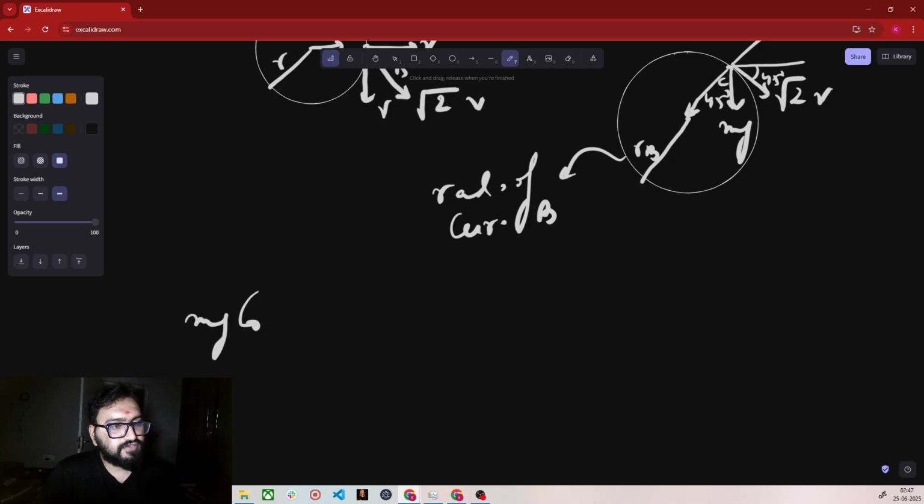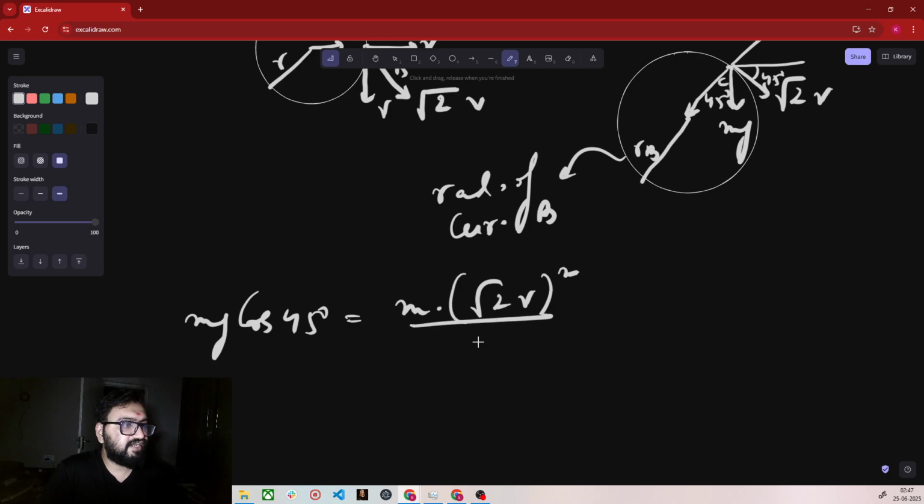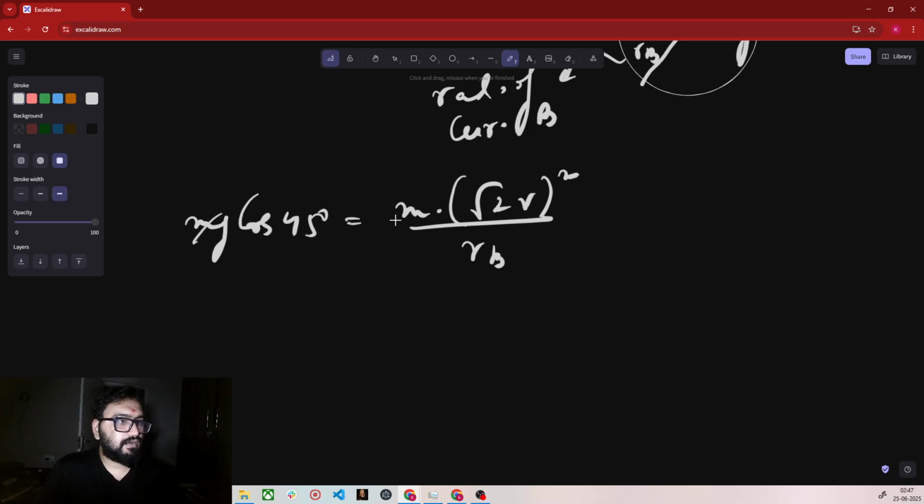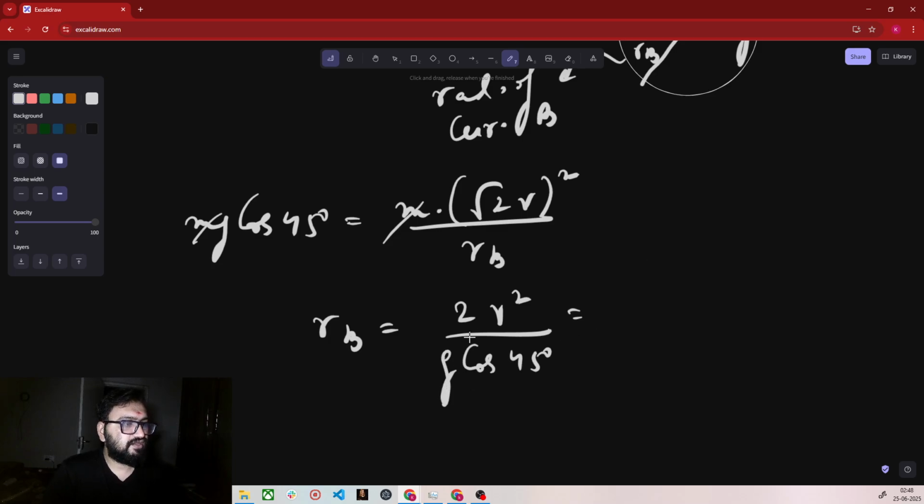So mg cos of 45 degree is my centripetal force, which can be written as m into root 2 v whole square divided by rb. Rb is nothing else but my radius of curvature at point B. Now I get rb as 2v square divided by cos of 45 degree into g. So this turns out to be 2 root 2 into v square by g.